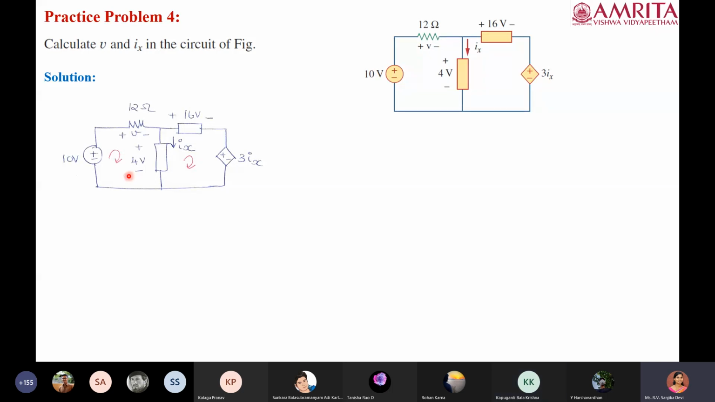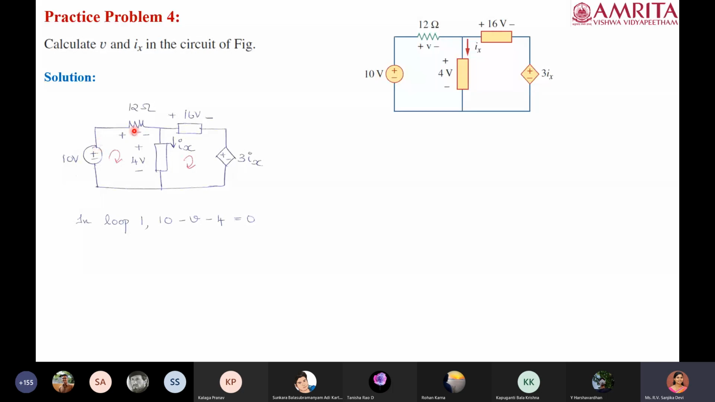So for this particular loop, let us assume the direction of current to be clockwise, and similarly for the next loop also we assume the current direction to be clockwise. Okay, and we are going in the direction of the current. So for the first loop, what do we get? We are coming out of the positive terminal, 10, so it is 12i. Yes. So 10 minus V minus 4.